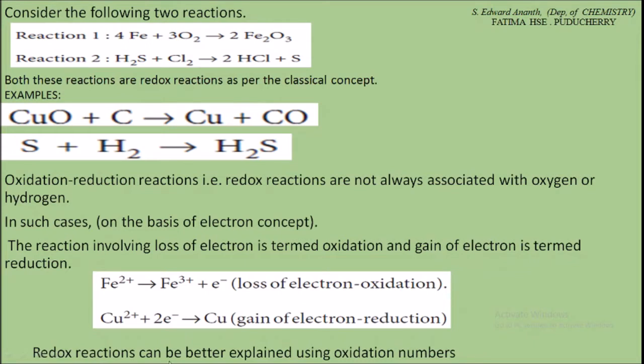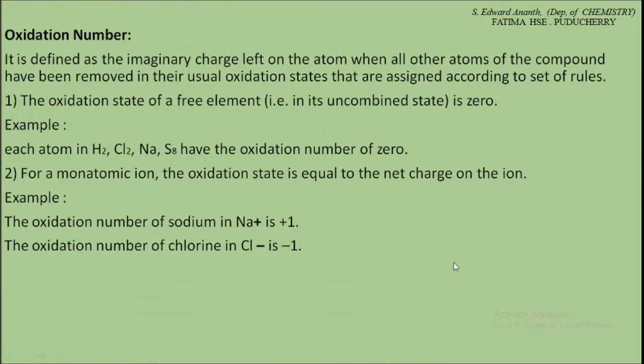So redox reaction can be better explained using oxidation number. அப்போ நம்ம ஒரு reaction redox reaction அப்படின்றத தெரிஞ்சுக்கணும் அப்படின்னா முதல்ல oxidation number நம்ம calculate பண்ண தெரியணும். What is called oxidation number? It is defined as the imaginary charge left on the atom when all the other atoms of the compound have been removed in their usual oxidation state that are assigned according to set of rules.